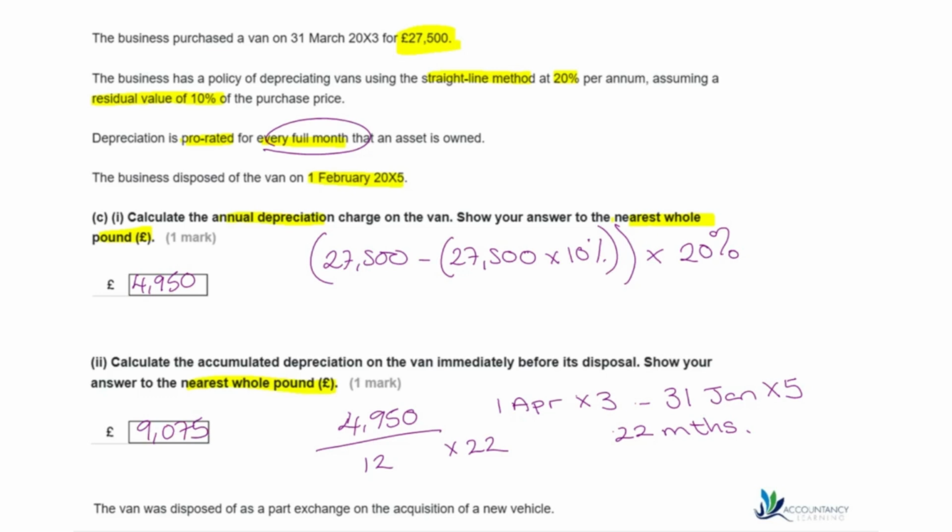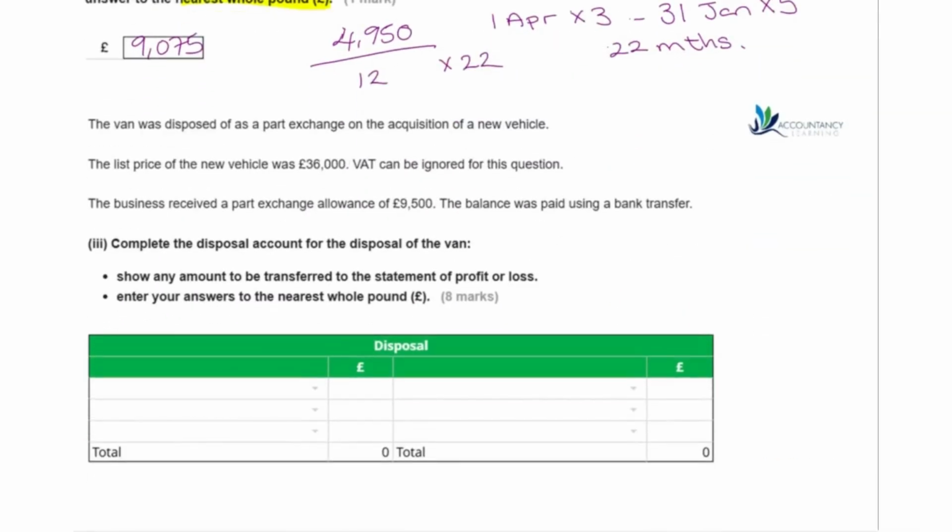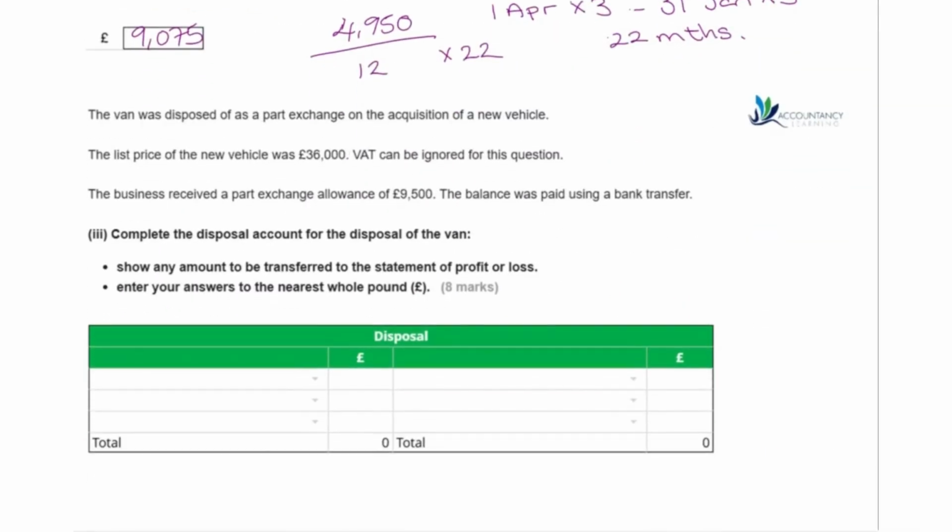9,075. Now the van was disposed of as a part exchange on the acquisition of a new vehicle. The list price of the new vehicle was £36,000 and we can ignore VAT. The business received a part exchange allowance of £9,500 and the balance was paid using a bank transfer.